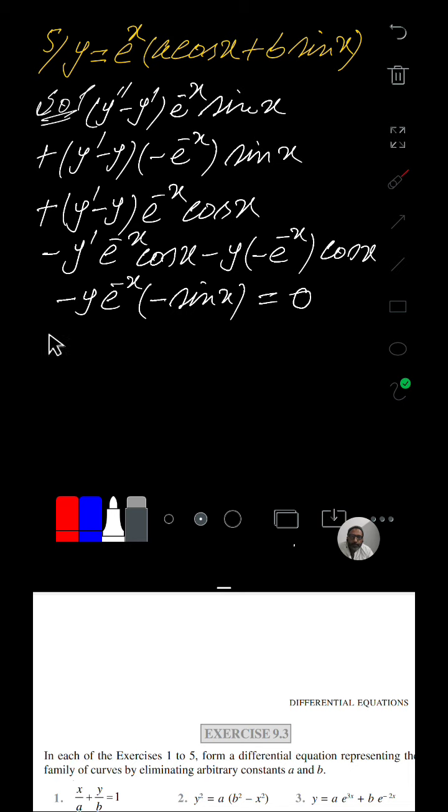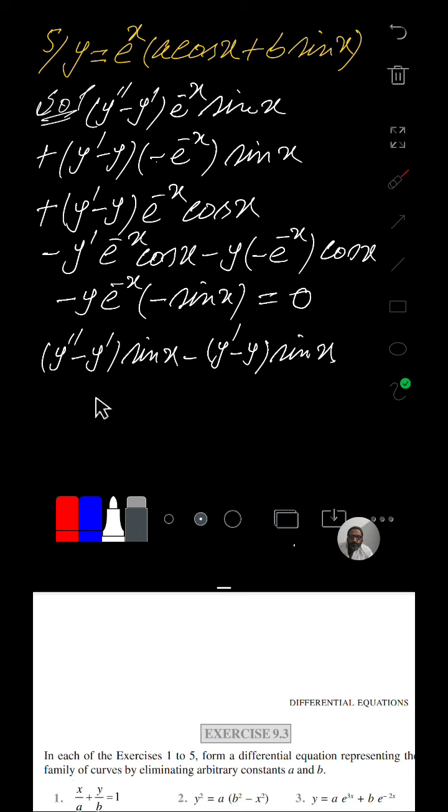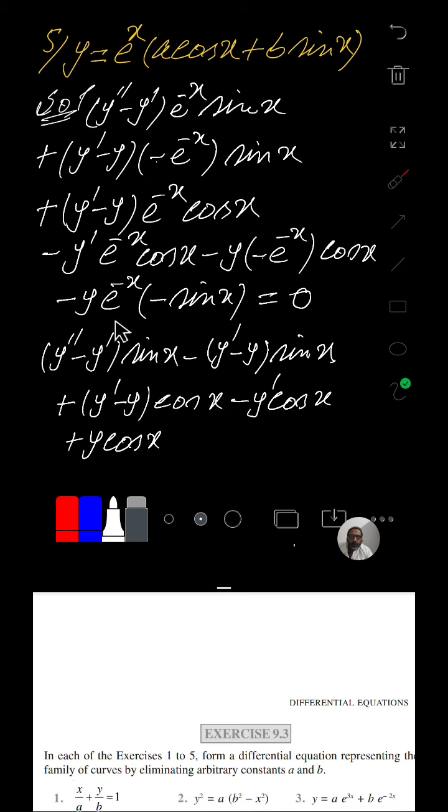Now simply, first of all, we need to divide both sides, that is each and every term of this equation, by e raised to power minus x to simplify this. So we get in the first term y double dash minus y dash sin x. In the second term, we have this minus left, minus into plus becomes minus, minus y dash minus y sin x. In the third term, plus y dash minus y cos x is left, and when we divide this term by e raised to power minus x, we get minus y dash cos x, and this term becomes plus y cos x. The last term becomes plus y sin x equal to 0.